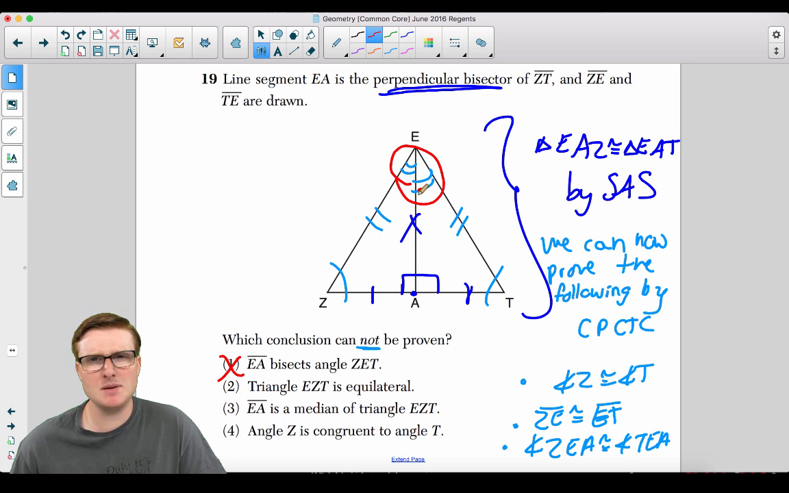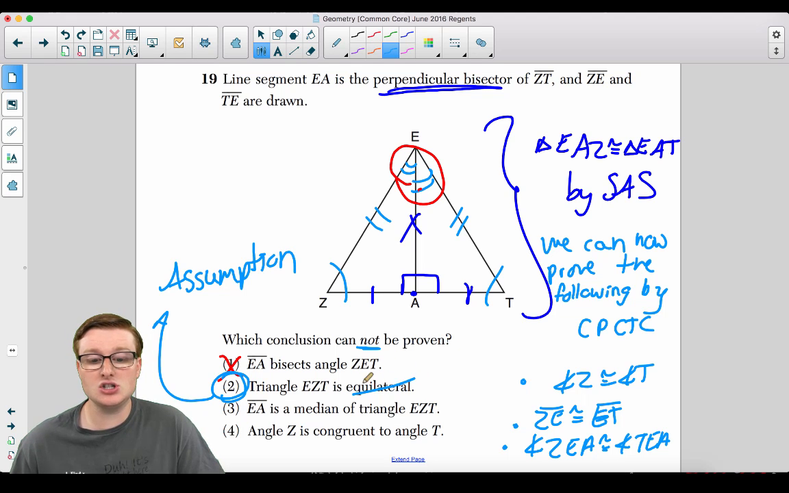That can't be proven, can it? That's an assumption. I will tell you what it is, though. Triangle ZET shouldn't say equilateral, it should say isosceles, because EZ is congruent to ET. So this should say isosceles, not equilateral.